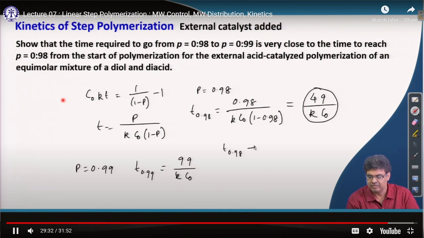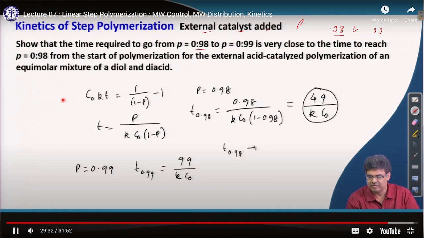See, here we are going to explain one more very good concept. I think it will be the last concept because time is not permitting me. Only 6 minutes remain. So, the kinetics of step polymerization, and we are taking an external catalyst added, so that the time required to go from 0.98 to 0.99 conversion.